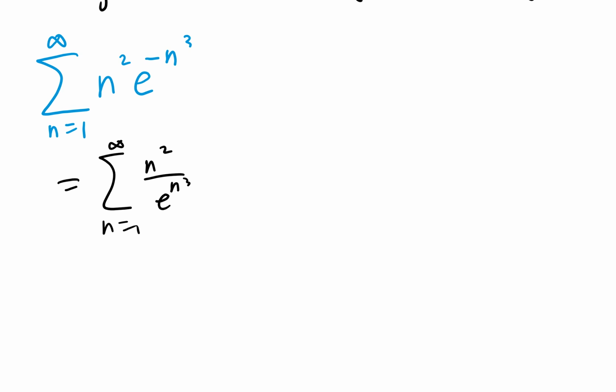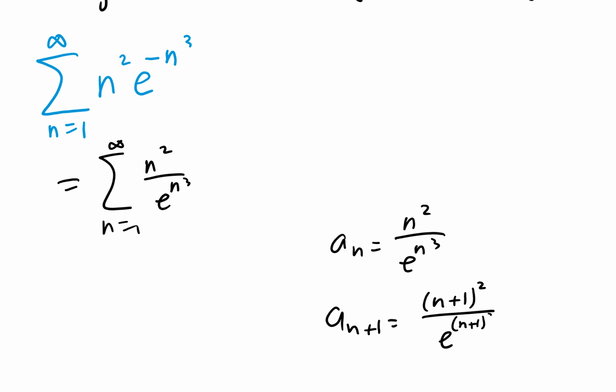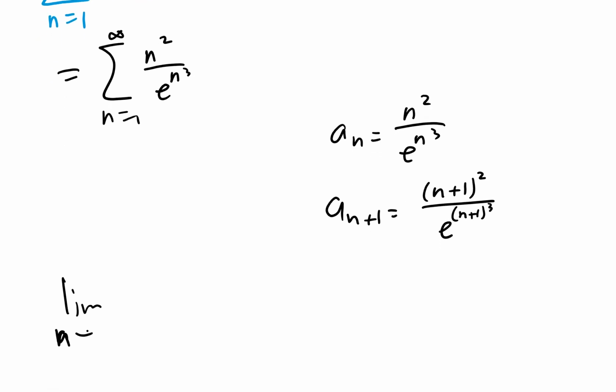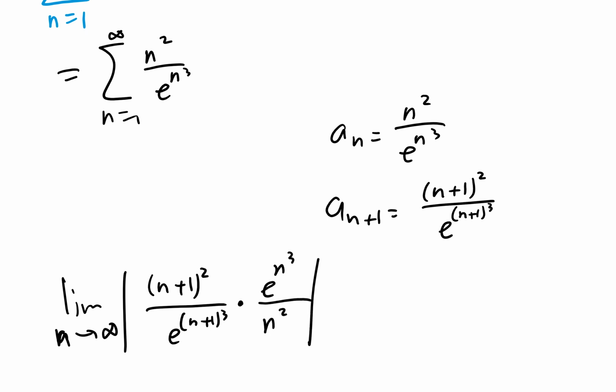If you want to try the ratio test, you're going to find a_{n+1}, which is (n+1) squared times e to the negative (n+1) cubed. Right? So now, if you try to find the limit as n goes to infinity of a_{n+1} divided by a_n, which I'm going to turn into times, it's going to give us this. Now, how are we going to find the limit? So we can take these together, that would be 1, but how about these?